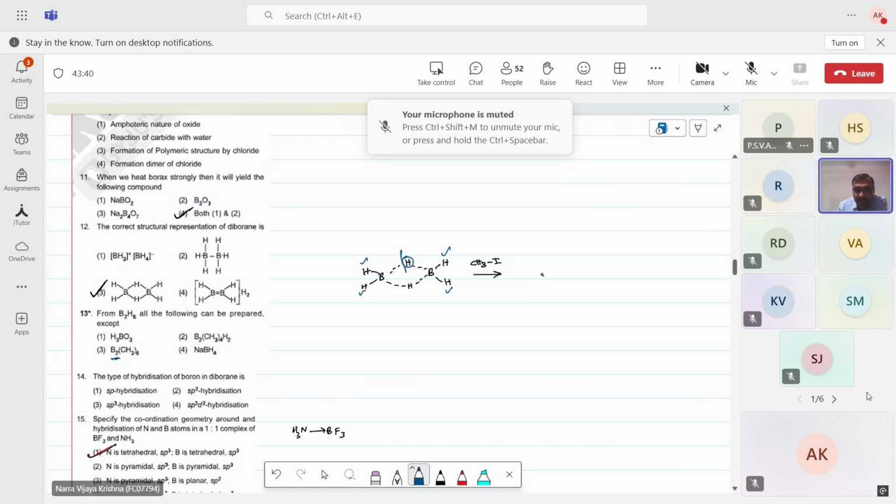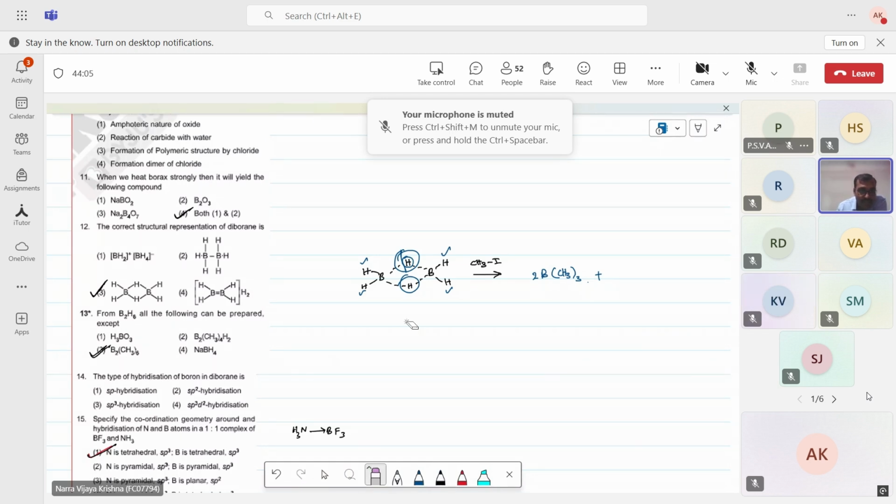Then what will you get? BCH3 thrice, correct? If I don't remove them, then I will have B2H2(CH3)4. Correct? Means this is not at all possible.